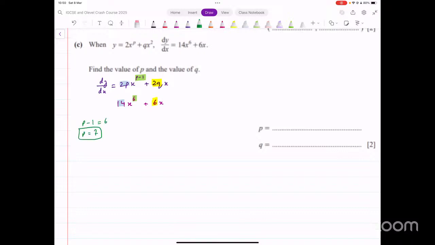That's one answer that we were looking for. And then 2q equals 6, the value of q that we get is 3. These are the two answers that we're getting. P equals 7 and q equals 3. These are our final results. All right.